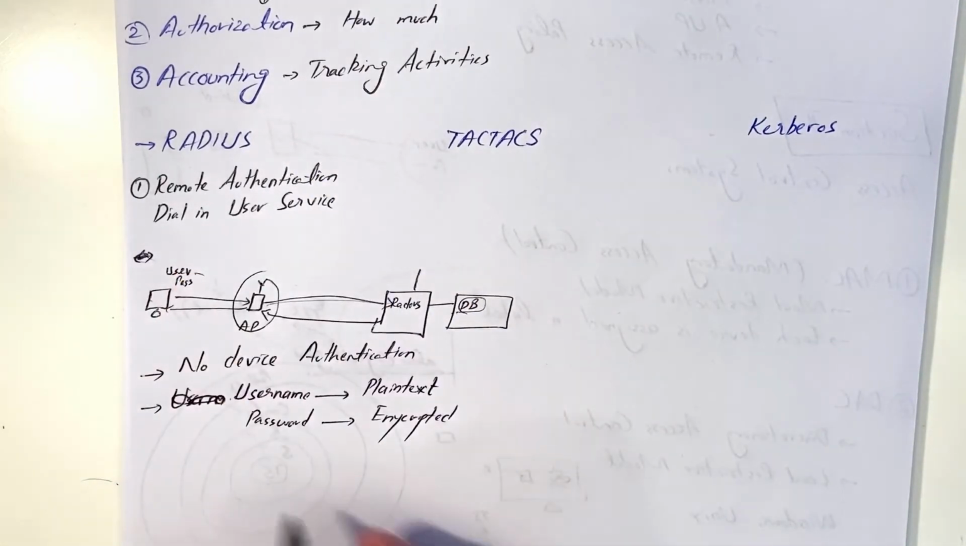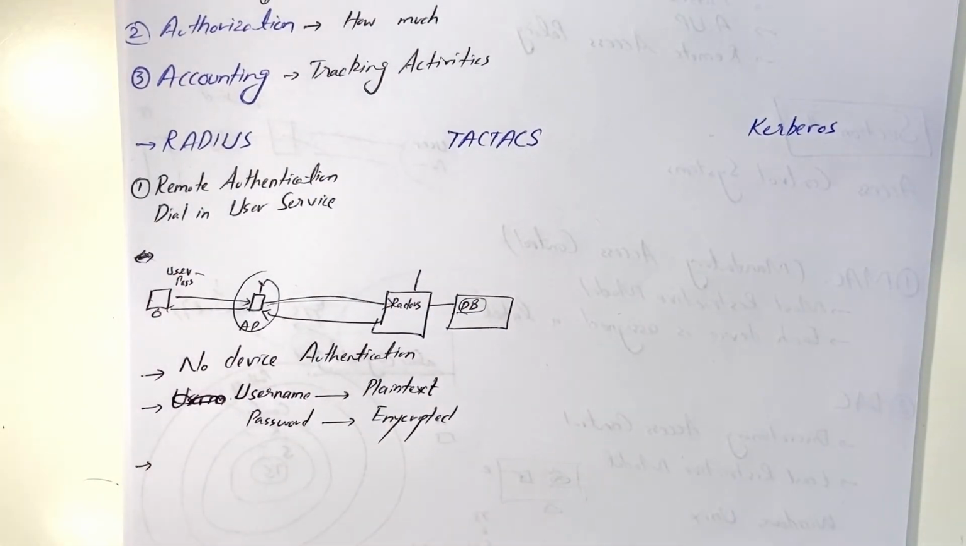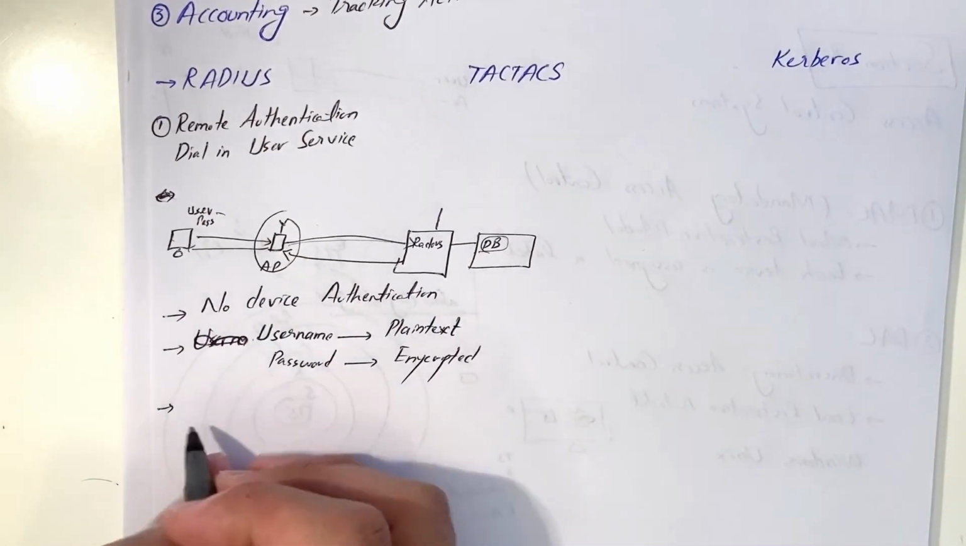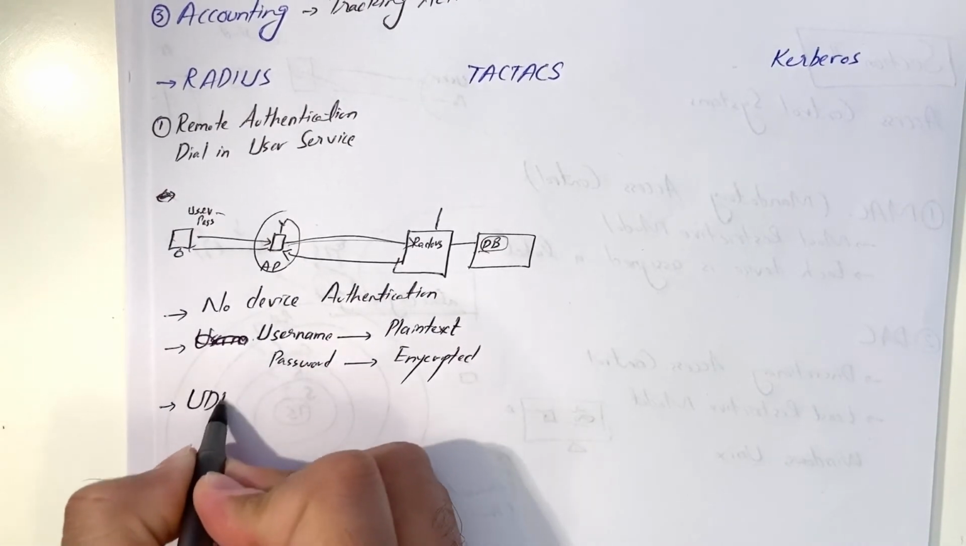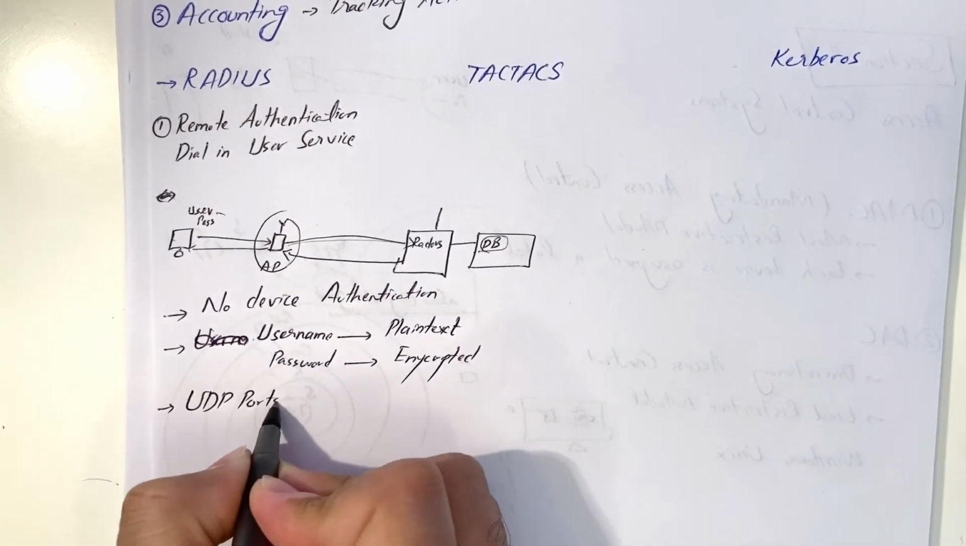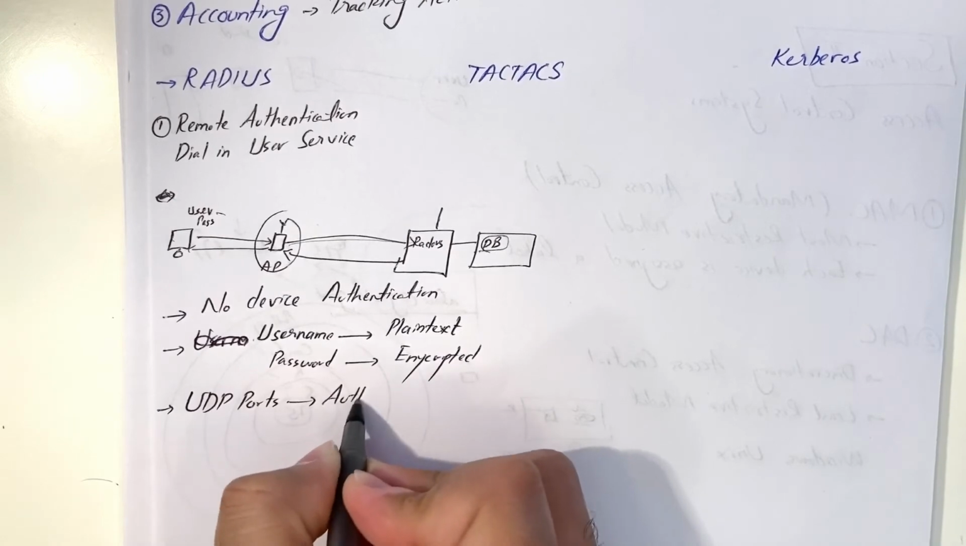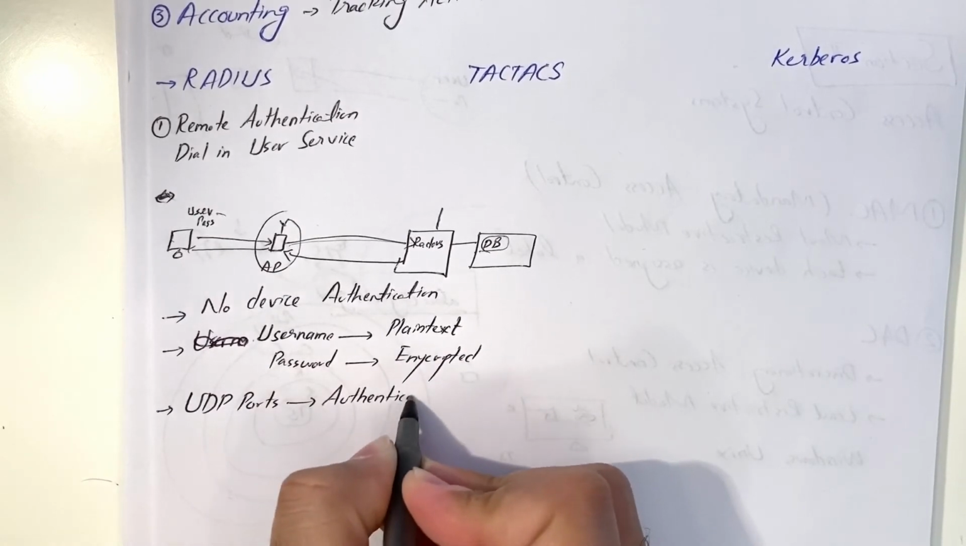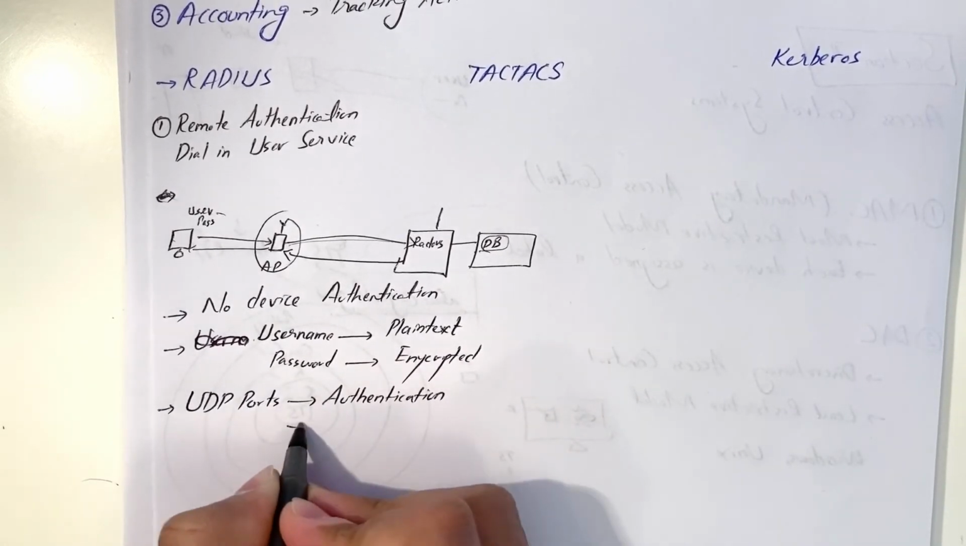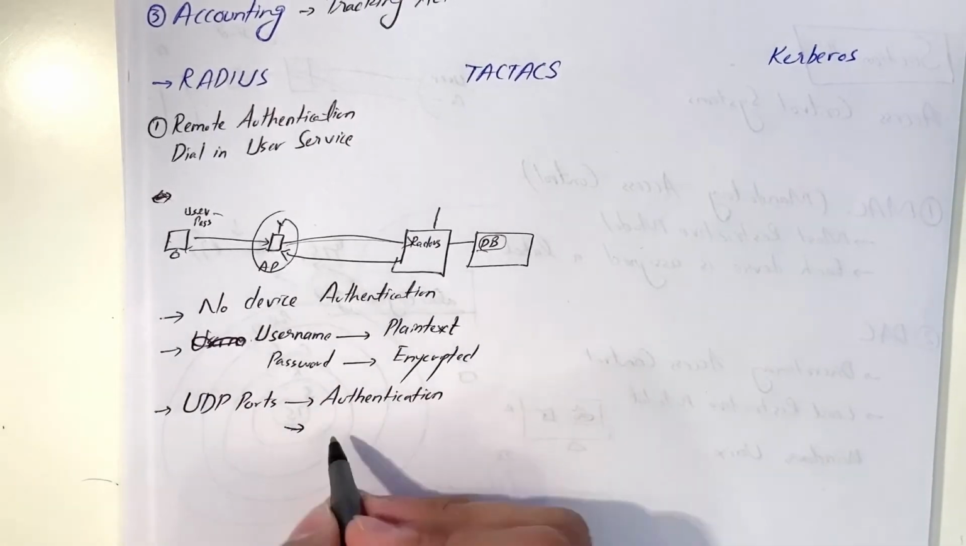Then it basically uses UDP ports for authentication and accounting. So mainly it uses UDP ports for authentication and accounting.